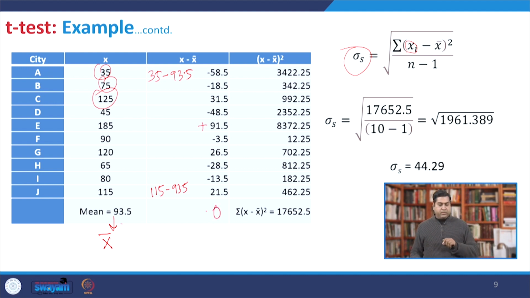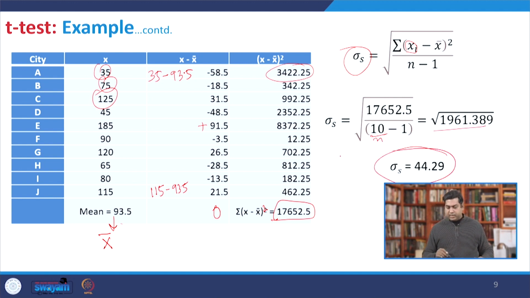But here we are going to take basically the sum of square difference. So, whether the value is negative or positive, it does not matter. When you square it, you will always get a positive value, and then you take the summation. In this particular summation you get the value 17,652.5, and then this is divided by n minus 1, and if you calculate you get the standard deviation as 44.29.